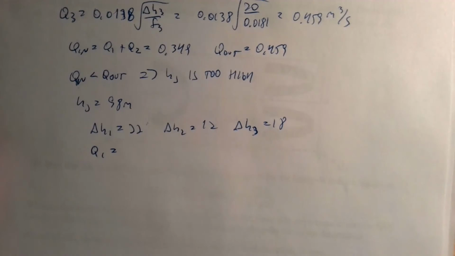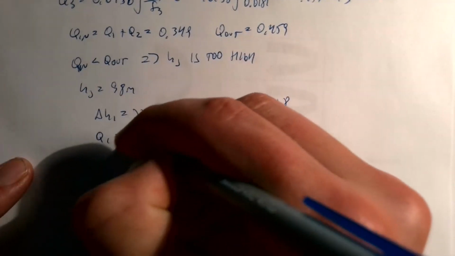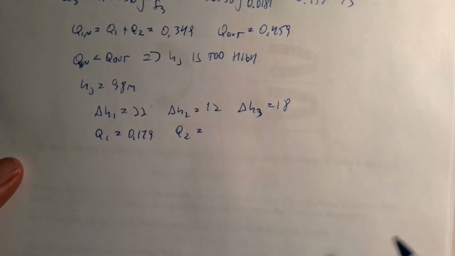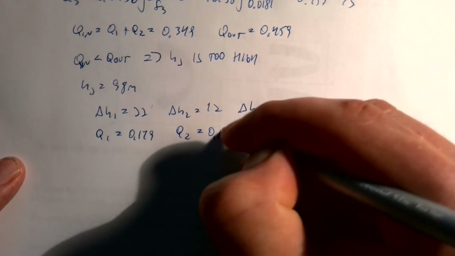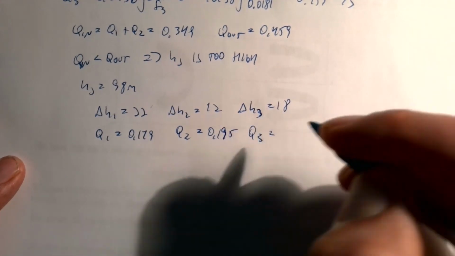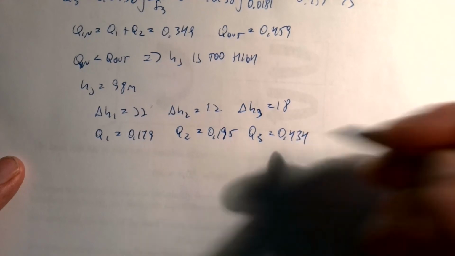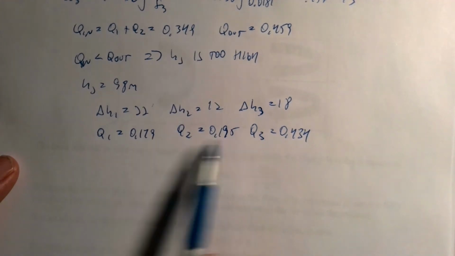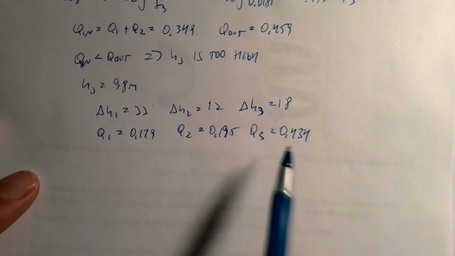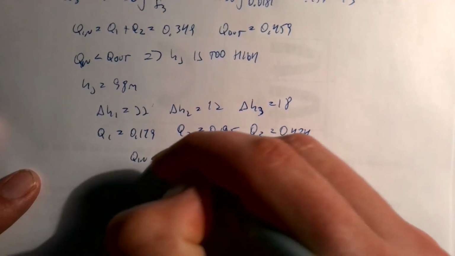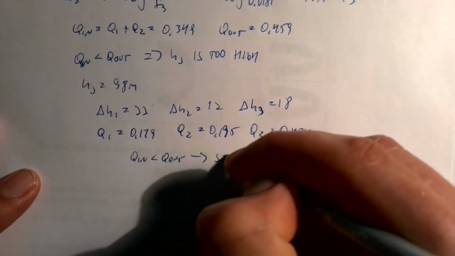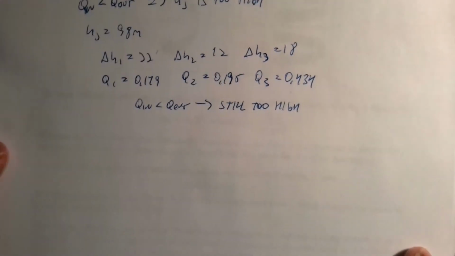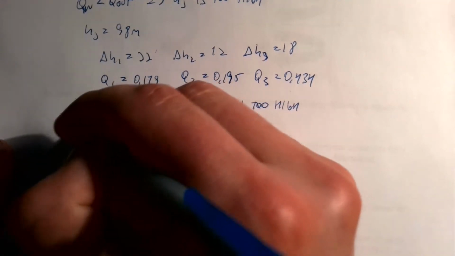Then I'm going to get Q1 is equal to 0.179, Q2 is 0.195, and Q3 is 0.434. And if I look at the closure here, these still add together to be less than that one. So Q in less than Q out still, too high. So I go down to 96.